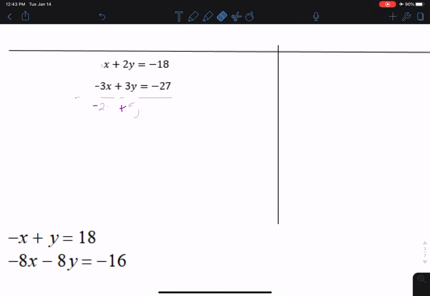I have to start by step 1, use multiplication to create an opposite variable, or an opposite coefficient.